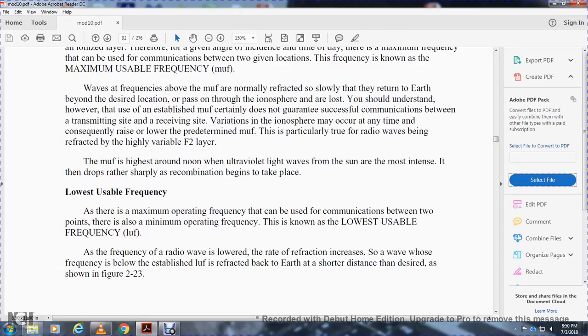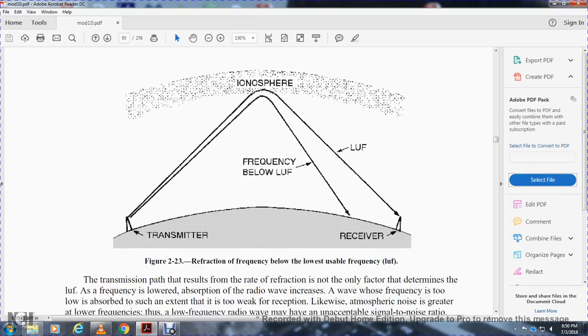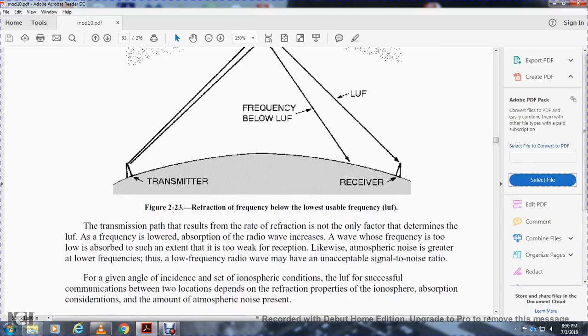Lowest usable frequency. Just as there is a maximum operating frequency that can be used for communication between 2 points, there is also a minimum operating frequency. This is known as the lowest usable frequency. As the frequency of the radio wave is lowered, the rate of refraction increases, so the frequency must be above the lowest usable frequency for the wave to be refracted back to Earth at the short distance desired, as shown in figure 223. Figure 223 shows the refraction of frequencies between the lowest usable frequency and the maximum, with transmitter and receiver. Transmission paths result from the rate of refraction, with only the effects that determine the lowest usable frequency. As frequency is lowered, absorption of the radio wave increases. A wave whose frequency is too low is absorbed, so the strength of reception is weaker. Likewise, the atmospheric noise is greater.